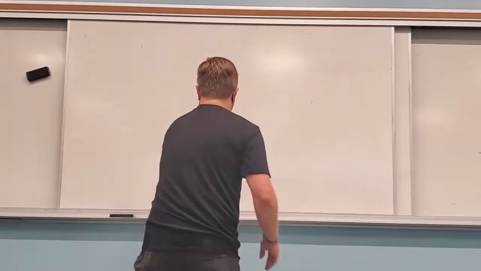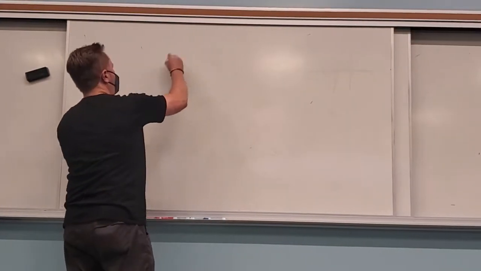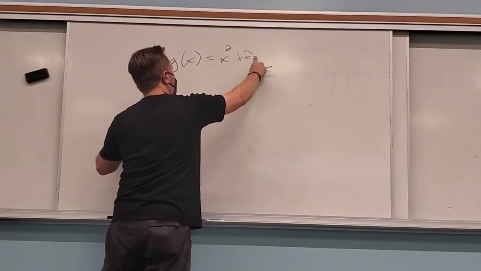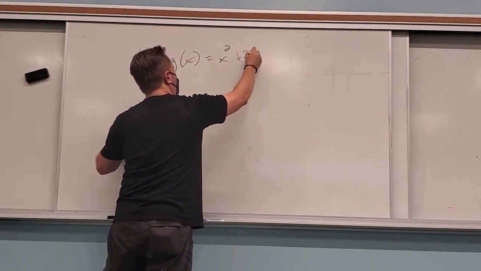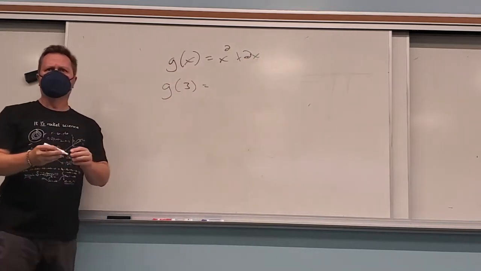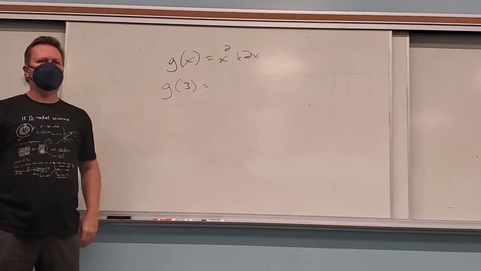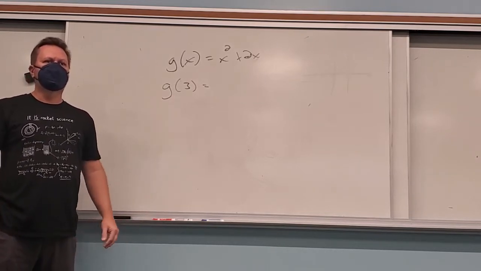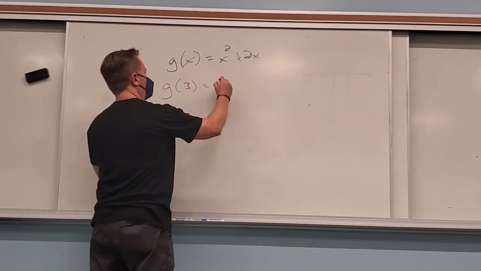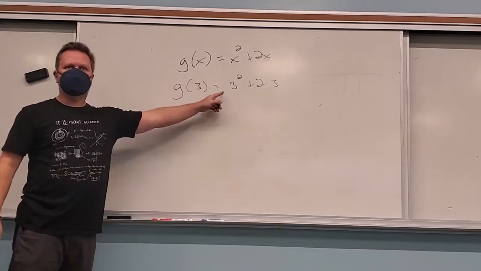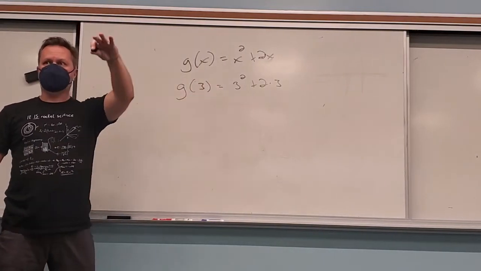So if G of X is X squared plus 2X, I'm pretty sure every person in here would love to get this question. Is that true? If I gave you this question, what would you do? It would look like 3 squared plus 2 times 3, right? And then you would do what you can do.